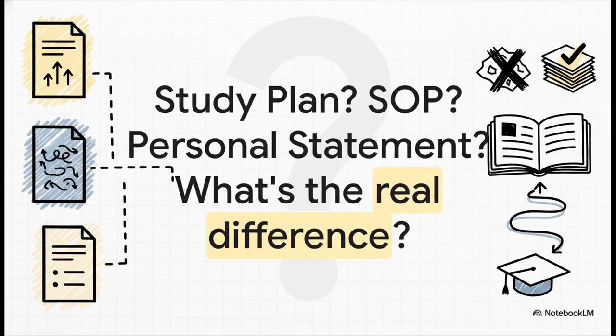I mean, really, they all sound kind of the same, don't they? But I promise you, they are not. And here's the really crucial part. Sending in the wrong document for the wrong purpose, that is one of the fastest ways to get your application put straight into the no pile. So today, we're going to break down exactly what each one is and what it's for.